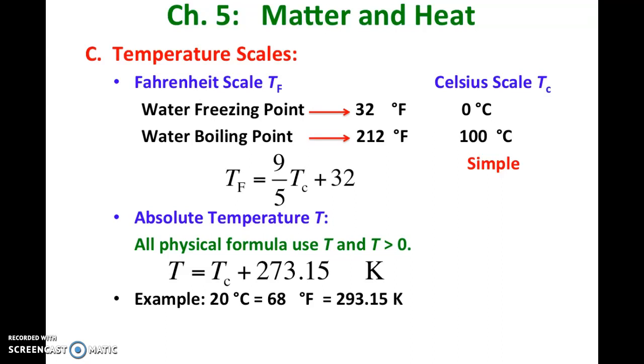Another scale is called absolute temperature, which is defined as the Celsius temperature plus a constant given by 273.15. The unit of the absolute temperature is Kelvin, shortened by K. It should be noted that the absolute temperature can never be equal to or less than 0, and all physical formulas use the absolute temperature. As an example, a temperature of 20 Celsius degree is equivalent to 68 Fahrenheit degree, or 293.15 kelvins.